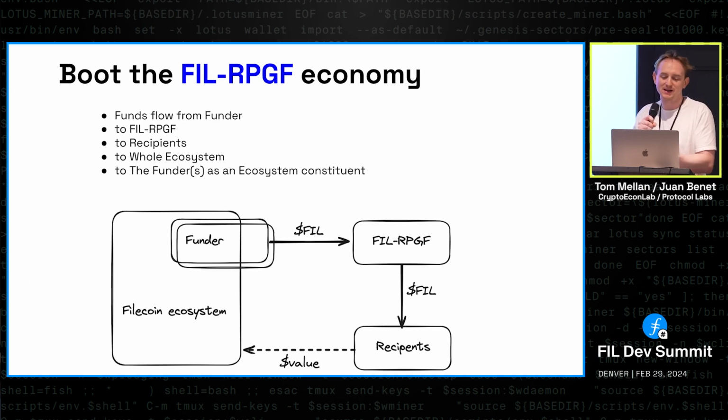Then that value has to flow back to the Filecoin ecosystem. Now, making sure that link is strong, that's really the key thing. And if we can ensure value flows back to the Filecoin ecosystem and funders are part of that, then you close the loop on that circularity.